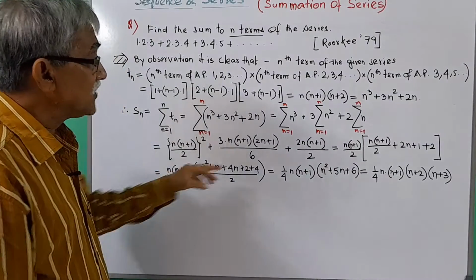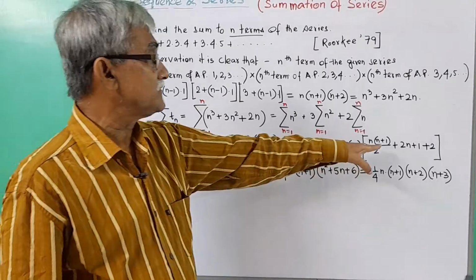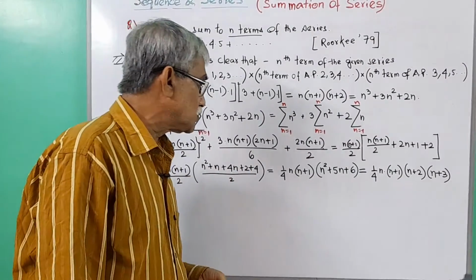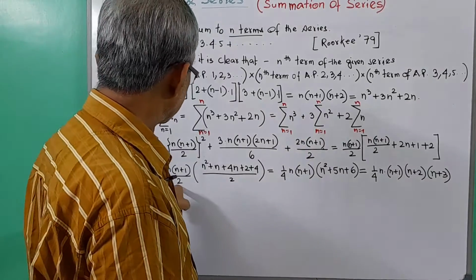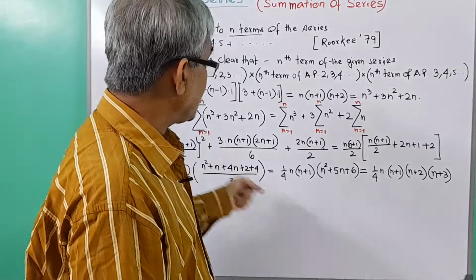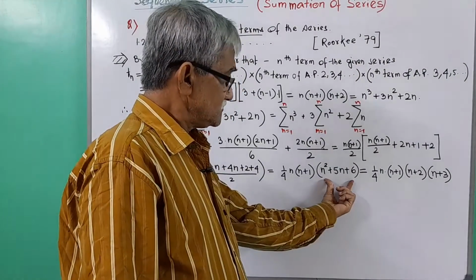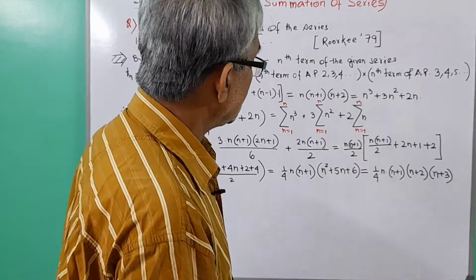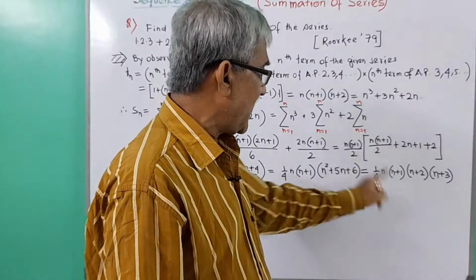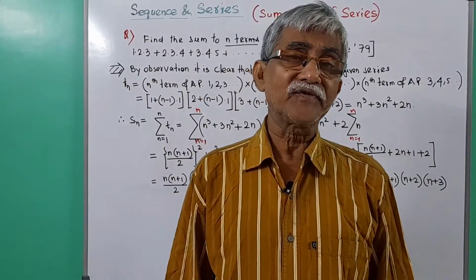So that equals n into (n plus 1) upon 2 whole into, just to simplify it, (n square plus n plus 4n plus 2 plus 4) whole upon 2. That is, 1 by 4 into n into (n plus 1) into (n square plus 5n plus 6). And factorize it by the middle term factor, that becomes (n plus 2) into (n plus 3). That equals 1 upon 4 into (n plus 1) into (n plus 2) into (n plus 3), and that's your answer.